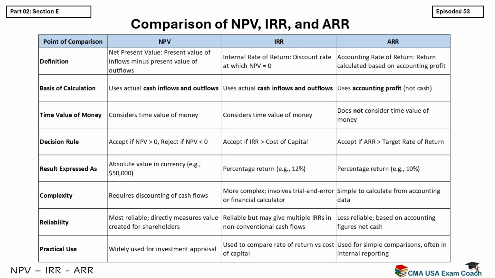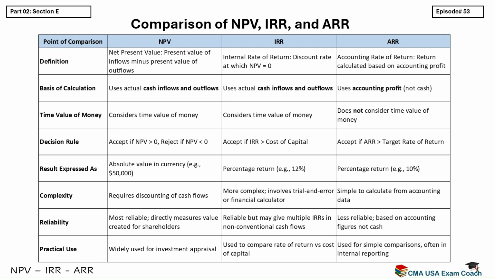Let's summarize NPV, IRR, and ARR as shown in the table. NPV, or net present value, tells us the present value of inflows minus the outflows. It is calculated using actual cash flows and considers the time value of money. The decision rule is simple. Accept the project if NPV is positive, reject if it is negative. The result is expressed in currency value, like $50,000, which makes it very clear how much value a project adds. It is also considered the most reliable method.